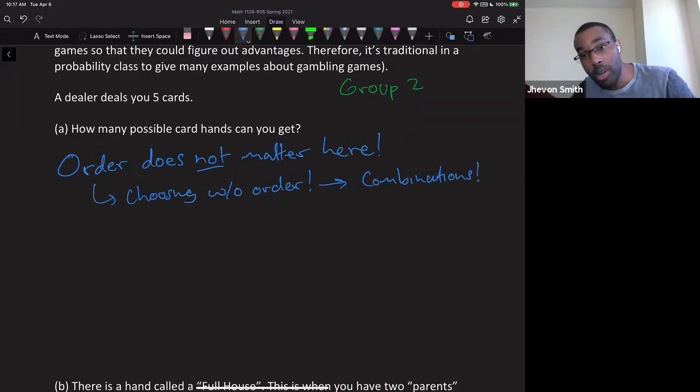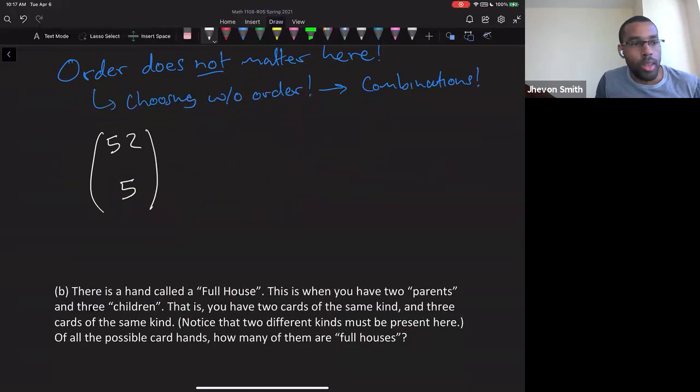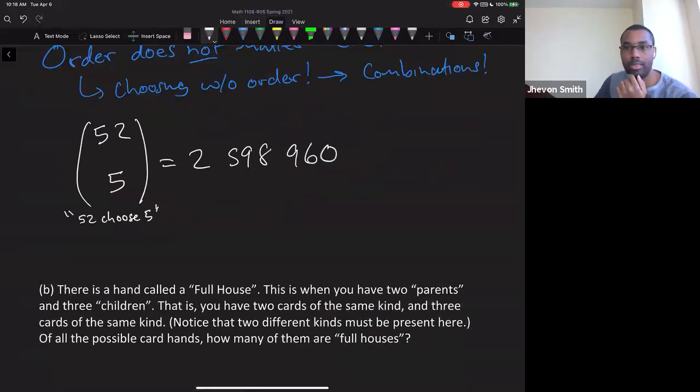So there are 52 possible cards. You want to pick 5 of them. The dealer is going to pick 5 cards to give you. How many ways can he do that? Well, 52 choose 5, obviously. So the dealer, out of 52 cards, is going to choose 5 of them to give you. This actually works out to 2,598,960. Yeah, that's how many possible card hands you can get.